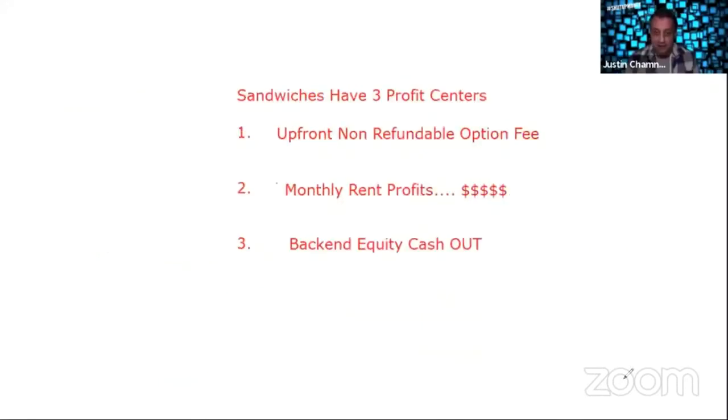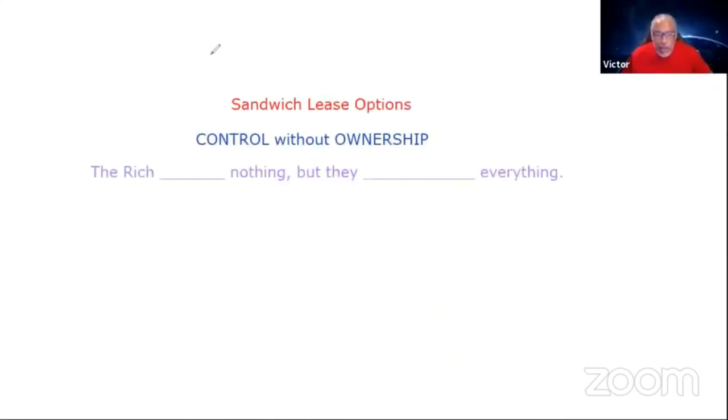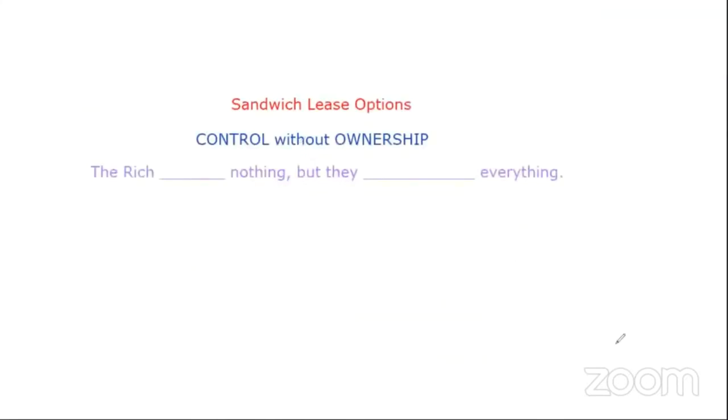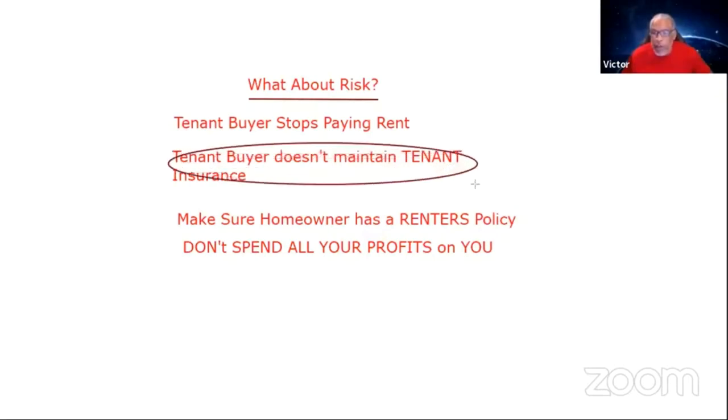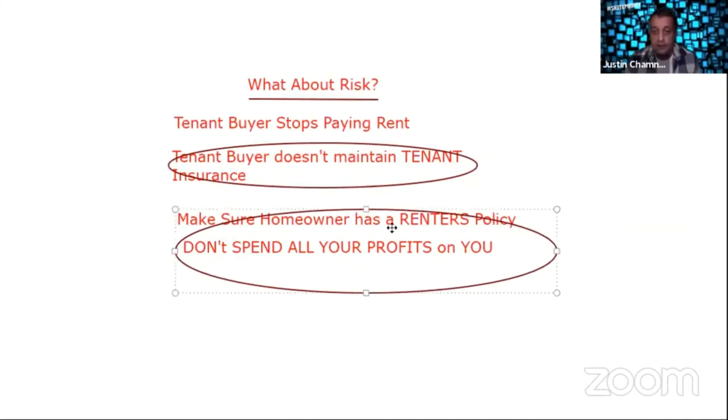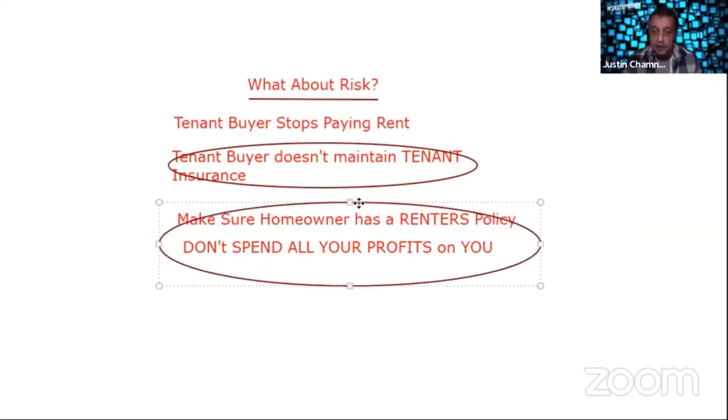Justin, I was going to ask you if you can maybe list on there the three insurances that we want to make sure we covered on these sandwich leases. I don't know that there's three, but there's the renter's insurance for the renter. Then there's the homeowner's insurance policy. And then there is the landlord insurance, right? No, the landlord policy is the homeowner's policy. Oh, got it. You just call it something different.